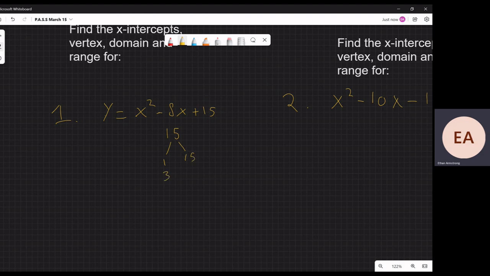So I'm just going to list out some factors. 1 times 15 makes 15. 3 times 5 makes 15. Sorry, I don't know why I did 3 and 15 there. So 1 and 15, 3 and 5, that's all the factors. Does any of these add up to -8? Well, if both of these were negative, they would multiply to make positive 15, and they'd add to make -8. So that means y equals x minus 3 times x minus 5.